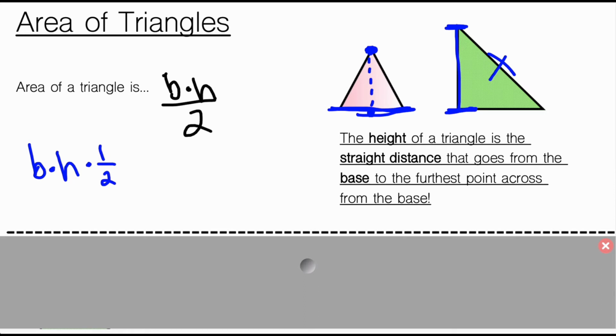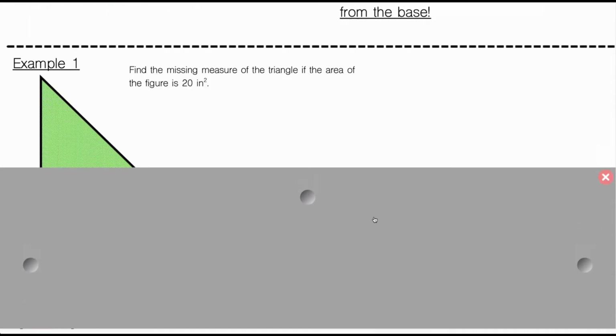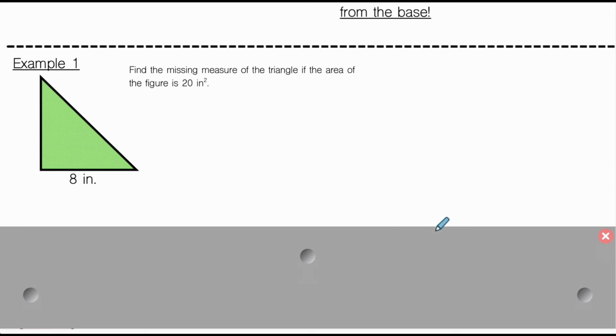Without further ado, let's go to some actual practice problems for missing measures in this triangle. Good old green triangle. We are told that the triangle has an area of 20 square inches. So if area equals base times height cut in half, and we know the area, let's see what we know in the problem. In this problem, I know the base is 8. It's the height that is in question. We don't know what that is yet, but we will.